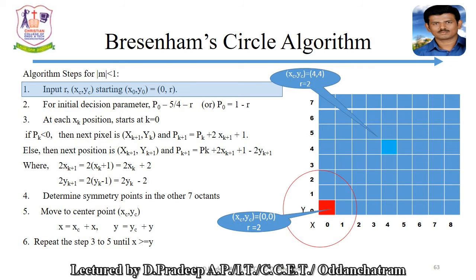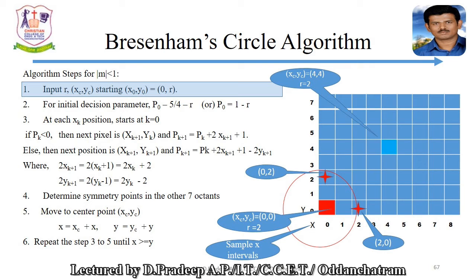Based on the radius, we can get the boundary of the circle. Here the radius is 2, so we get the two fixed points, that is 0 comma 2 and 2 comma 0. This algorithm samples at unit intervals of x. In the algorithm steps, every time the x value is increased by 1. So the x value is initially 0, the corresponding y is 2, so the starting x0 and y0 are considered as 0 comma 2.